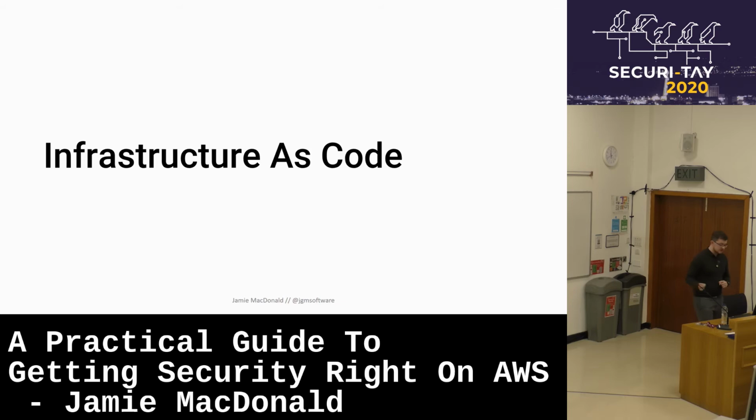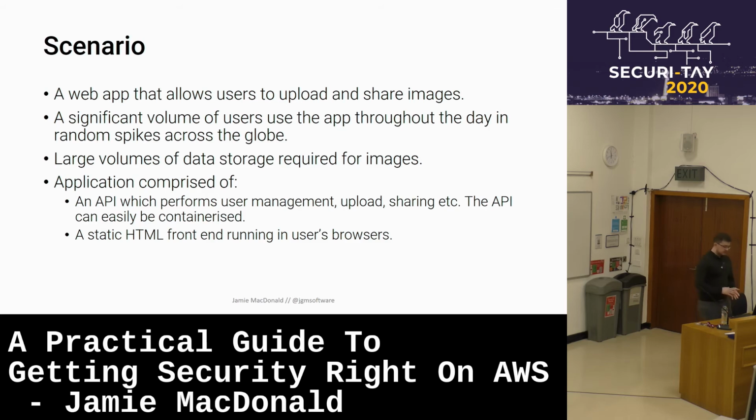And I'm just going to keep mentioning this. Use infrastructure as code literally all the time, wherever you can. So the scenario that we've got for this is we're building a web app that lets users upload and share images. We have a significant volume of users that are using the app throughout the day in random spikes. It's not really that predictable. And they're globally distributed as well.